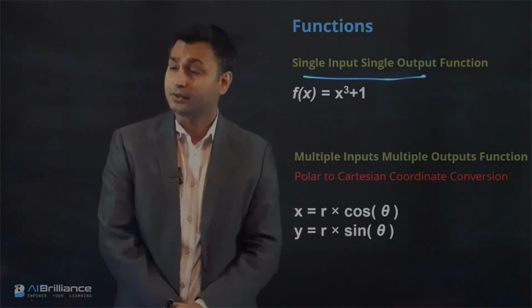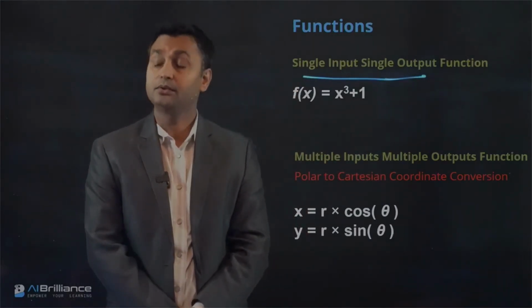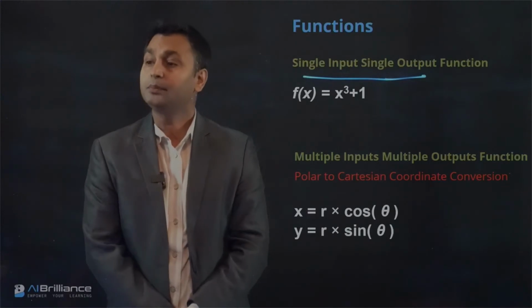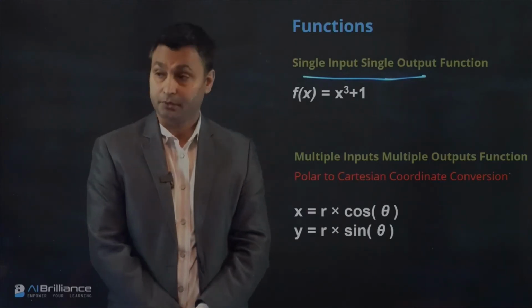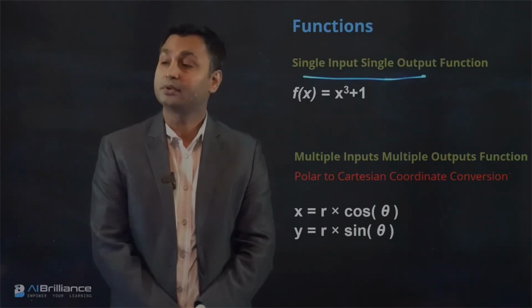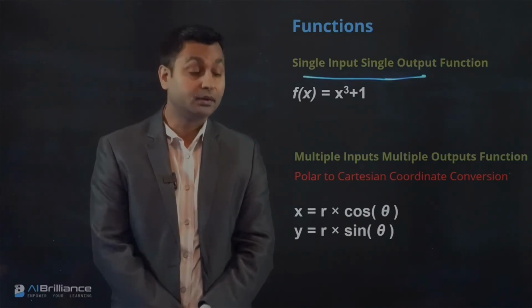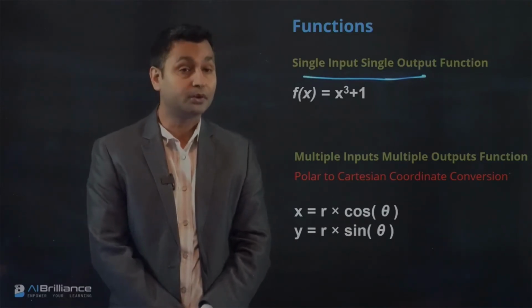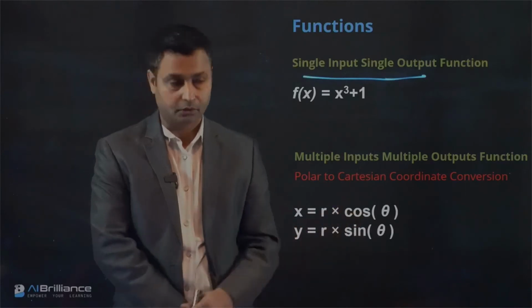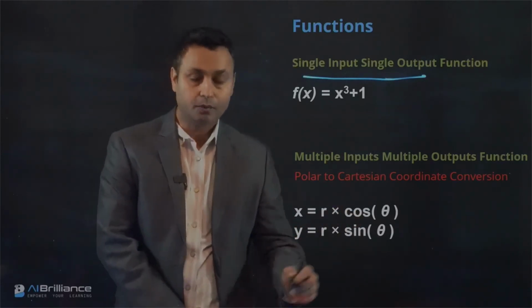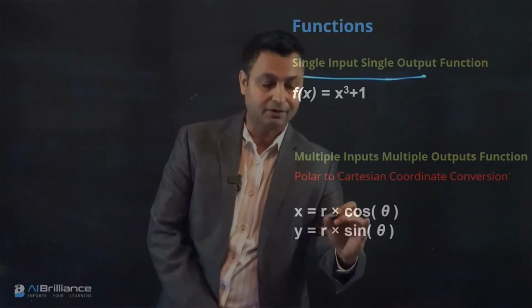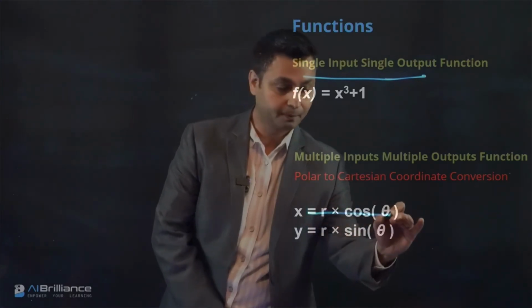But in many cases, it might be interesting to create functions with multiple inputs and multiple outputs. One of the examples could be where you are doing a transformation from polar coordinates to Cartesian coordinates, and this is something that you do. So in this case, you might have 2 inputs and 2 outputs.